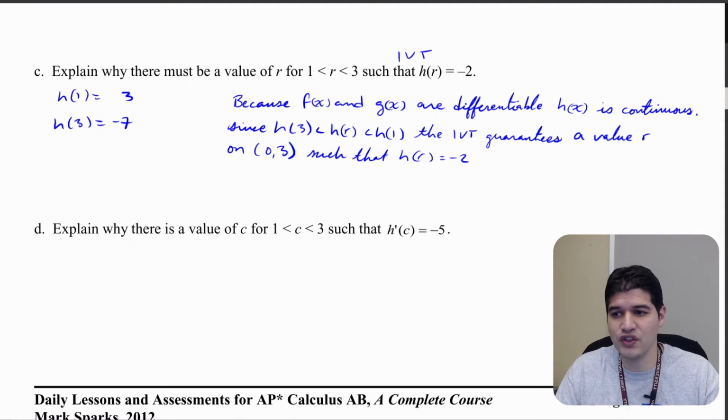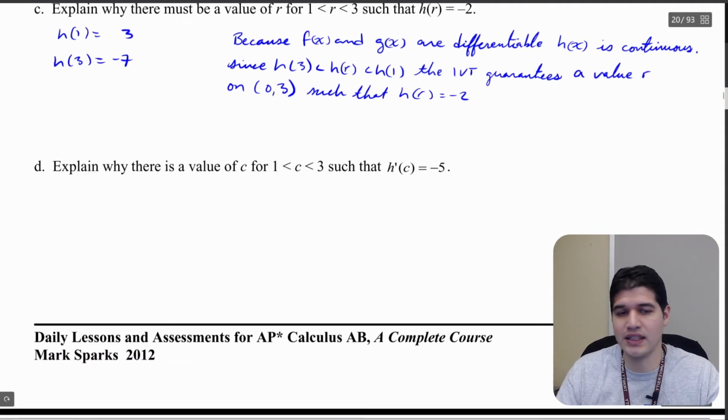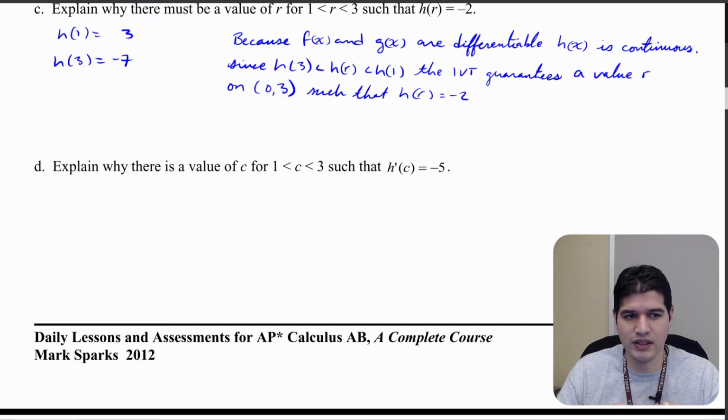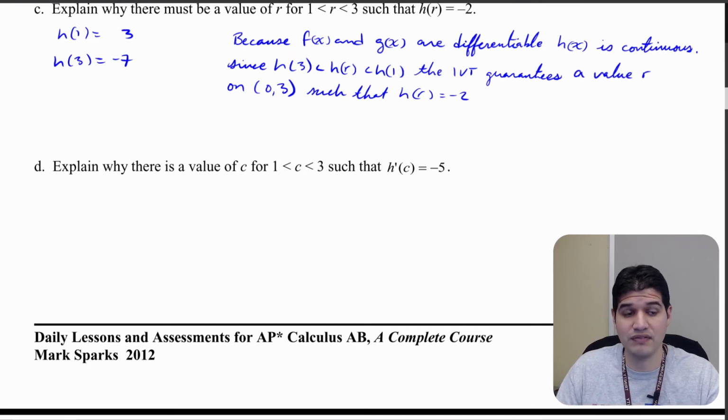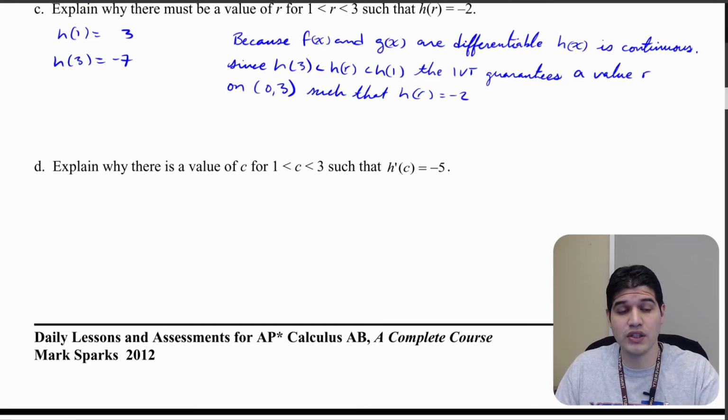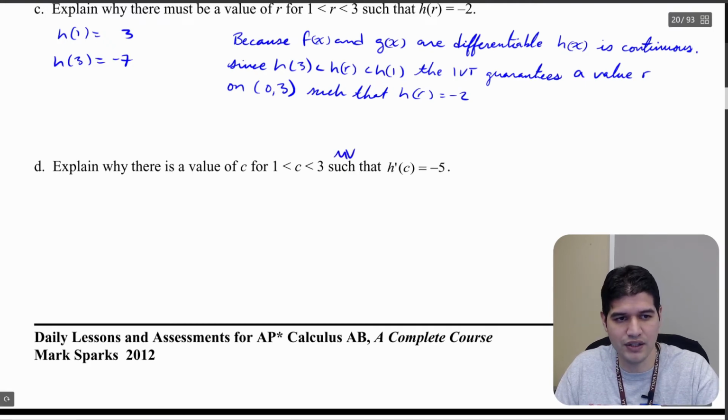So now let's kind of look at this final question. Explain why there is a value of c for the interval 1 to 3 such that h prime of c equals -5. So as I'm looking at this, from 1 to 3, I'm looking at an interval and I'm looking for that derivative equal to -5, so an exact value. So that's kind of tipping me off to the mean value theorem.